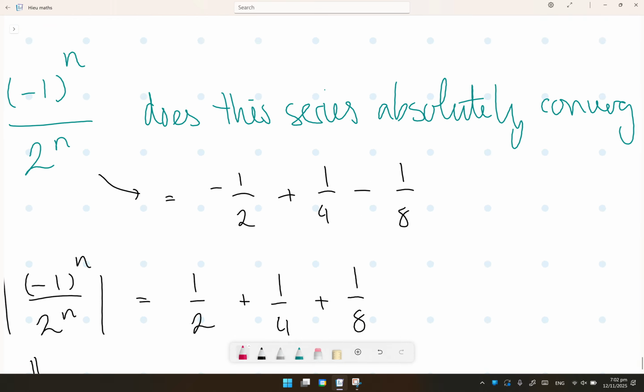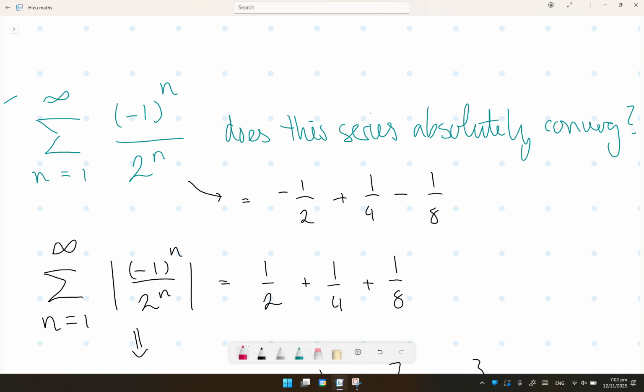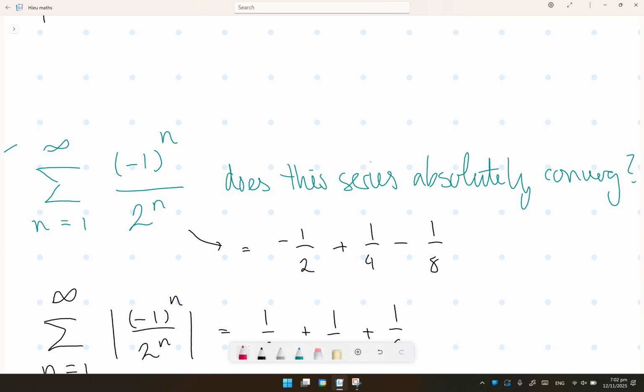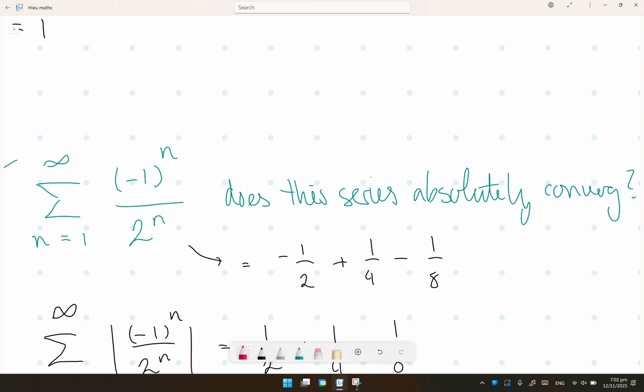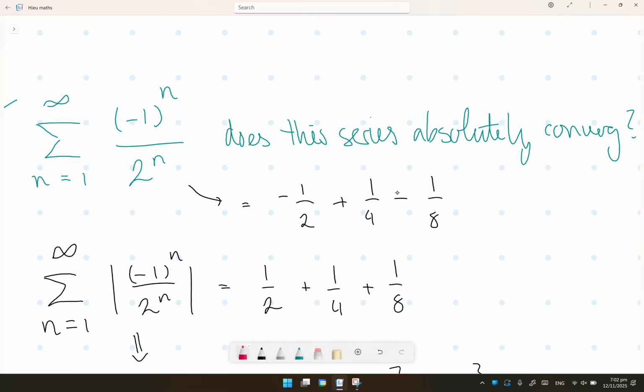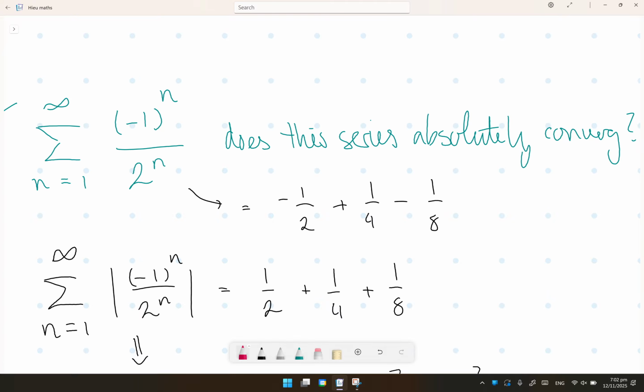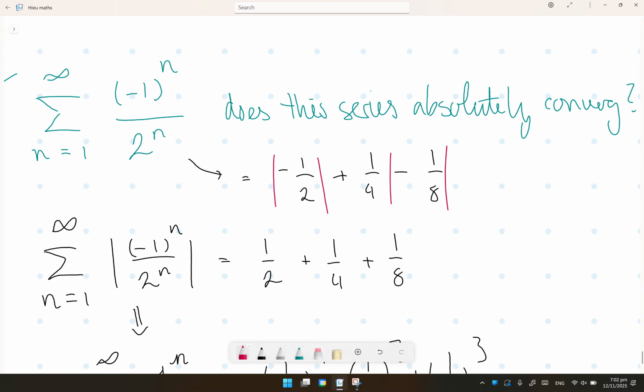So let's look at this question really quick. It asks, is the series converging absolutely? So we have the expression minus 1 to the n over 2 to the n. And this by itself would give us minus 1/2 plus 1/4 minus 1/8, right? But when we take the absolute values of these, what that's going to give us is 1/2 plus 1/4 plus 1/8. So it's no different from 1/2 to the power of n.